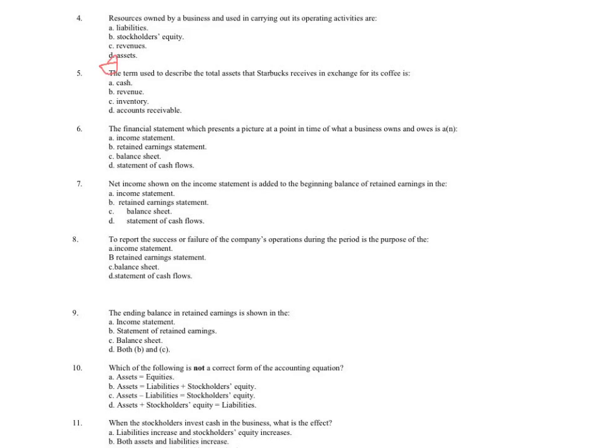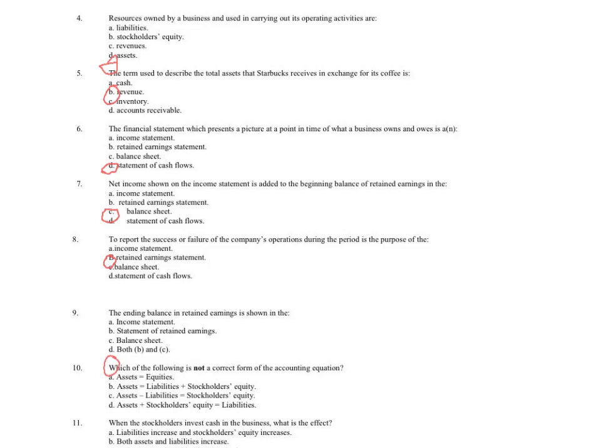Assets. Okay. Term used to describe total assets Starbucks receives in exchange for its coffee. That is cash. That's what they get. Financial statement which presents a picture at a point in time of what the business owns and owes is a balance sheet. Net income shown on the income statement is added to the beginning balance of the retained earnings in the retained earnings statement. To report the success or failure of a business's operations during the period is the purpose of an income statement, whether I have a profit or a loss. The ending balance in retained earnings is shown in the balance sheet, and it's also shown in the statement of retained earnings. So the answer here is D.